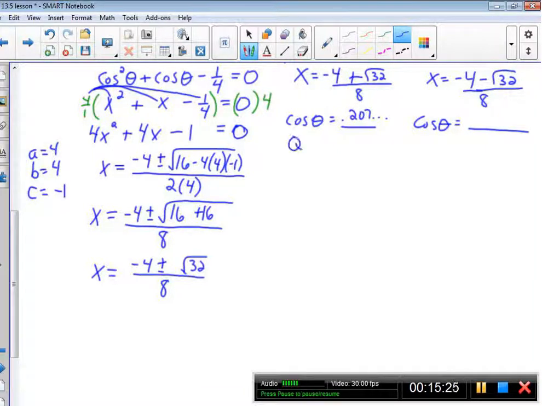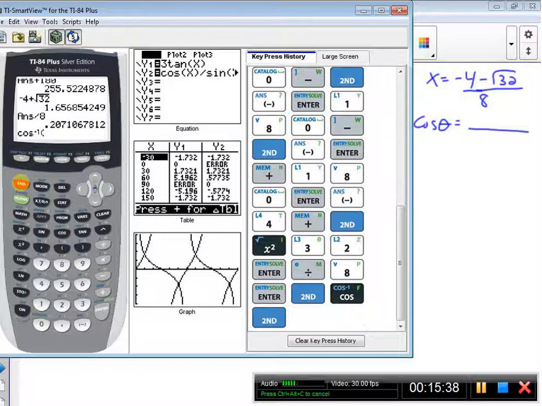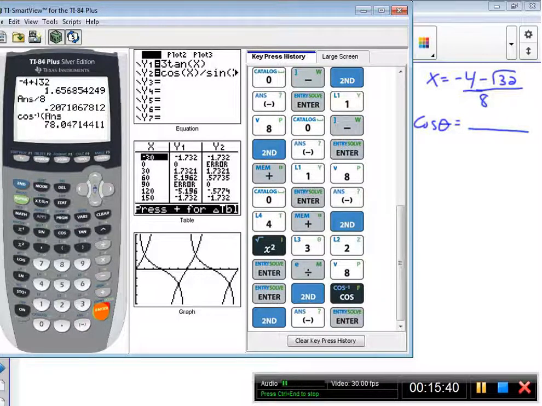Okay, so I'm going to do this one right now, fresh in my mind. Quadrant's positive, so 1 and 4. Let's go back and get that reference angle. So second cos, second ans. So to the nearest hundredth of a degree, 78.047.